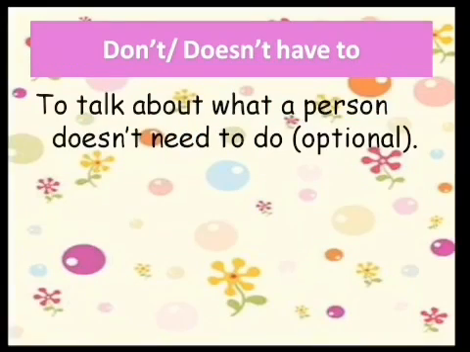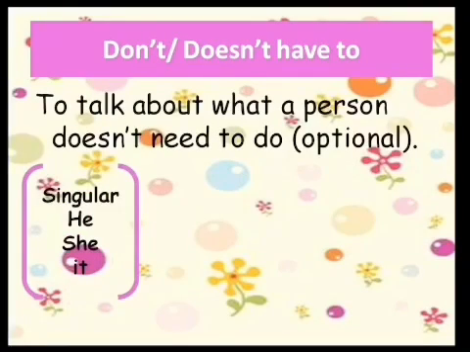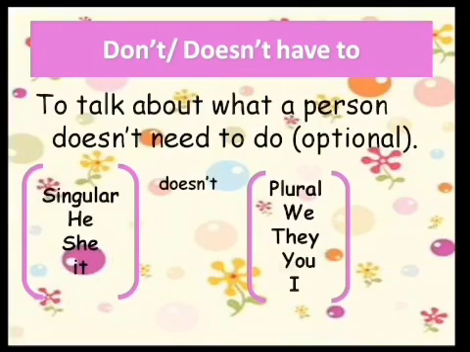Let's move to don't or doesn't have to. We use don't have to or doesn't have to talk about what a person doesn't need to do. Something is optional. I can do it, but if I don't want, I have the option. When the subject is singular or the pronoun he, she, or it, we use doesn't have to. But if the subject is plural or the pronouns we, they, you, or I, we use don't have to. So let's agree that with singular we use doesn't have to and with plural don't have to.